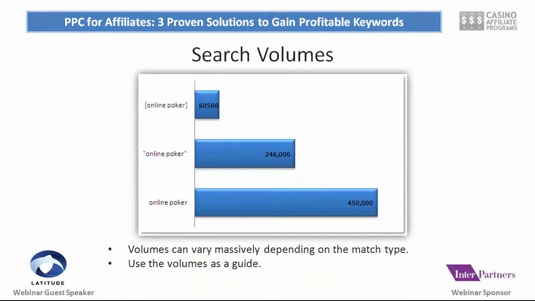And as you can see, in terms of the search volumes, they can vary massively depending on the match types. So just taking, in this example, the term online poker as the keyword, on exact match, you only get 60,500 possible searches. On phrase match, you get 246,000, and on broad match, you get a massive 450,000 possible searches. And the volume that appears on these is a 12-month average volume.